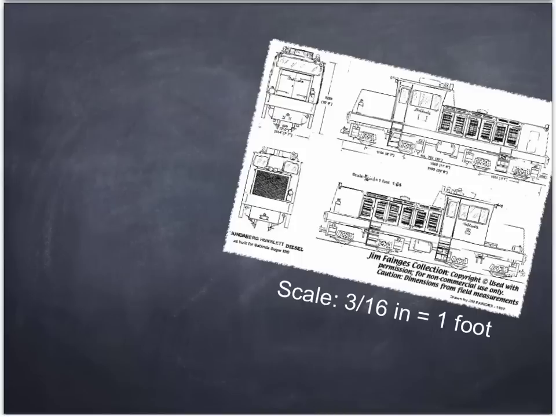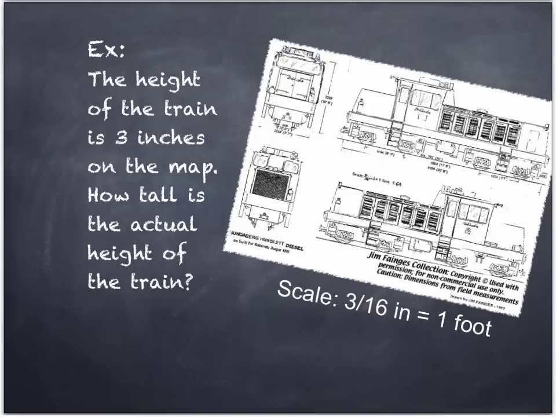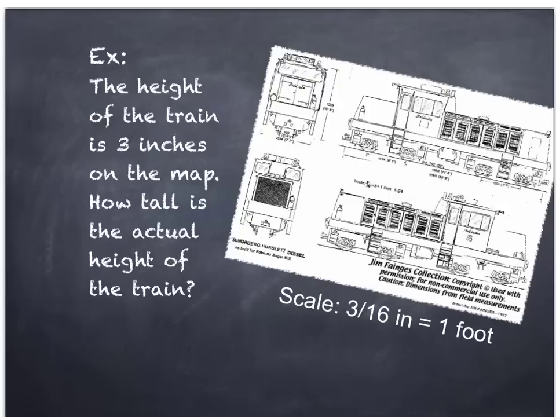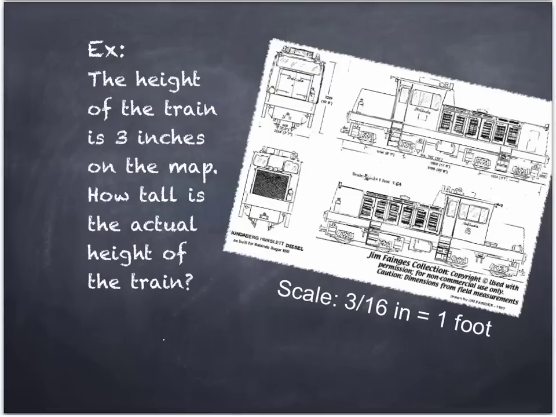Here we have another scale drawing. This scale drawing is of a train, and our scale for this drawing is 3/16 of an inch equals 1 foot. Our example says the height of the train is 3 inches on the map. How tall is the actual height of the train? Again, we need to do map to actual.